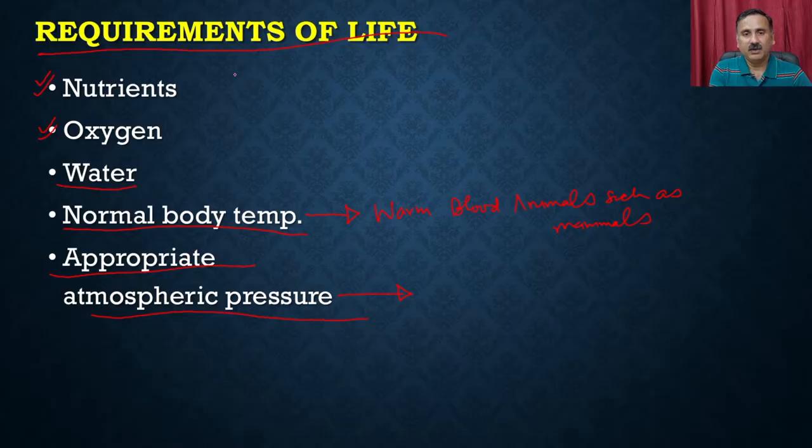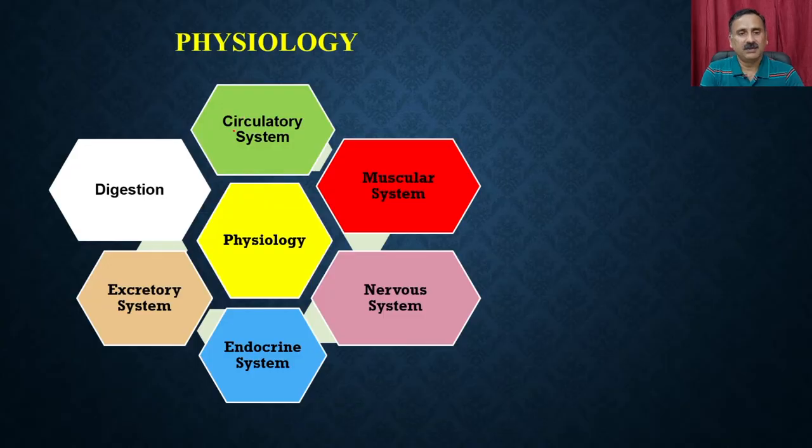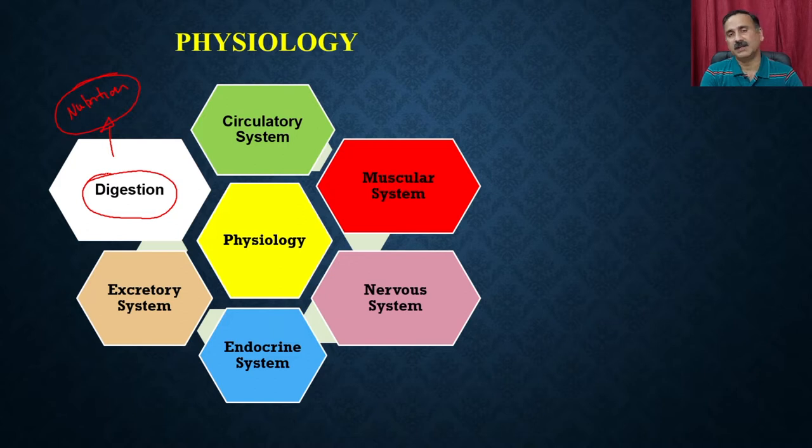So, if a living organism wants to meet these requirements, it also has to run different types of physiological processes to provide them. What are the different physiological processes? We have discussed digestion, and the purpose of digestion is to provide nutrition, because you take up large and complex food, and that complex food is digested into monomeric forms, and those monomeric forms are absorbed into the blood, and that's how it provides the nutrition.